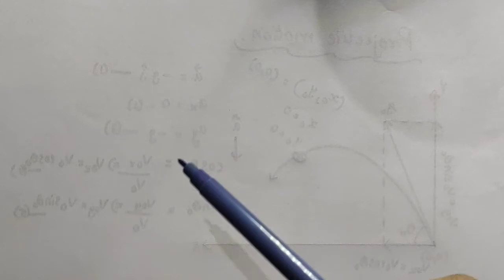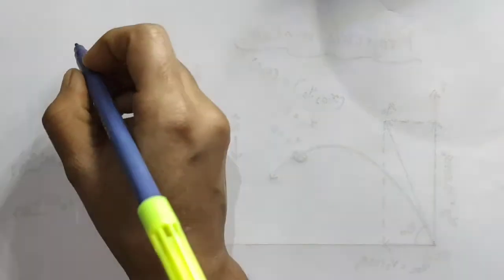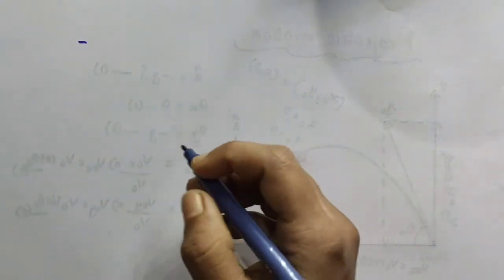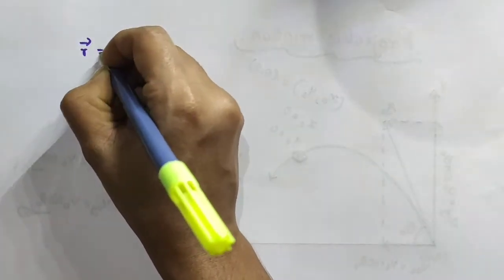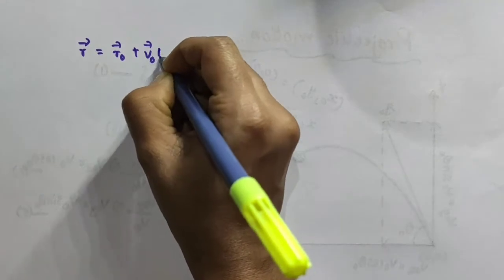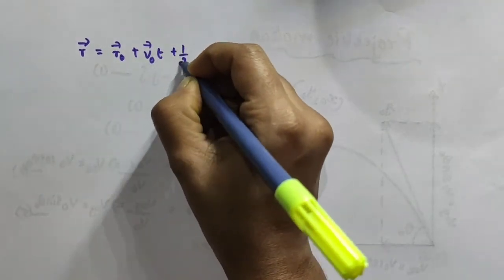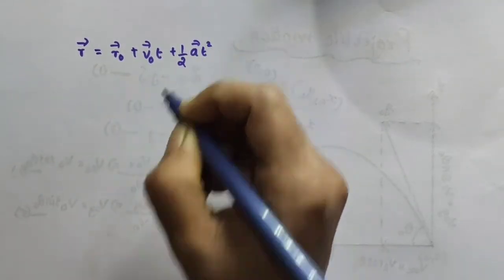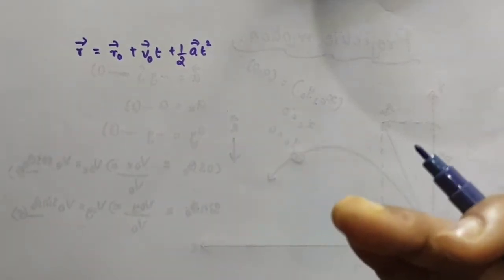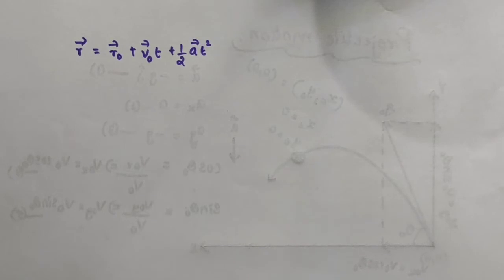Now, in the previous video, we discussed the vector form of the equations of motion. I will provide the link in the description box. You can watch that. We got one such equation when we discussed the vector forms of equations of motion: vector r equal to vector r0 plus vector v0 into t plus half into vector a into t square. I hope you remember this equation. Otherwise, please go and watch that video. I will provide the link in the description box.